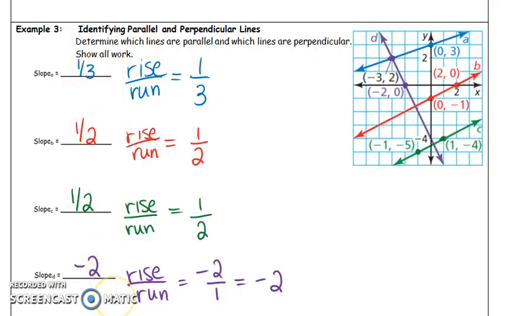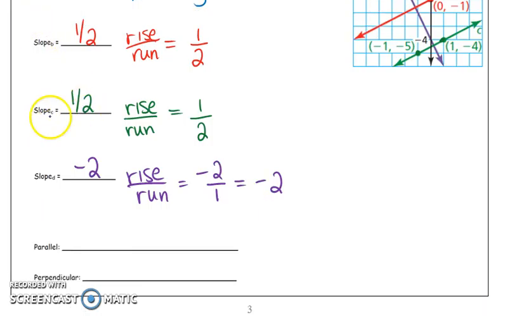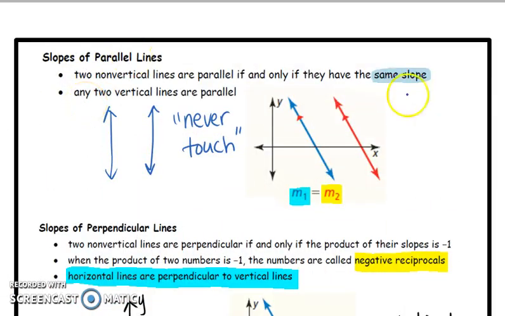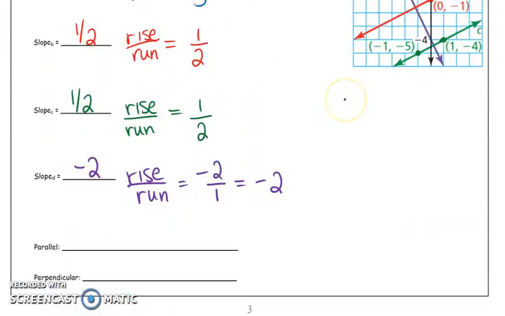So now looking at all the slopes of these lines, we need to look at the relationships between them. Now slope A is 1/3. Nothing else matches 1/3, so nothing is parallel to line A. And also nothing is the opposite reciprocal, so nothing is perpendicular to that line. Now we do see that line B and line C have the same slope. And if you remember from up above, parallel lines have the same slope. So, therefore, we know that line B is parallel to line C.